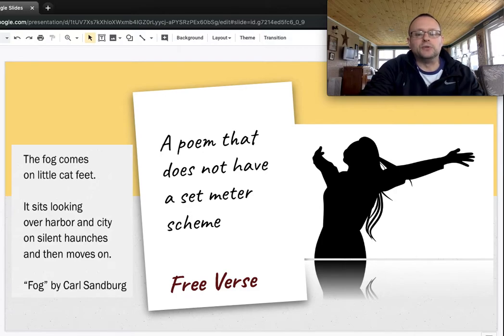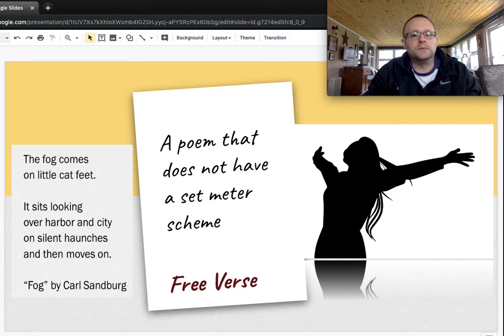All right, I mentioned to you that when we're taking a look at the term meter, that a poem doesn't have to have meter in order for it to be considered a poem. In poetry, really, you get a lot of freedom to do a lot of different things. Free verse is just a poem that does not have a set meter scheme. So there's this poem that I have an example of here by Carl Sandburg entitled Fog.